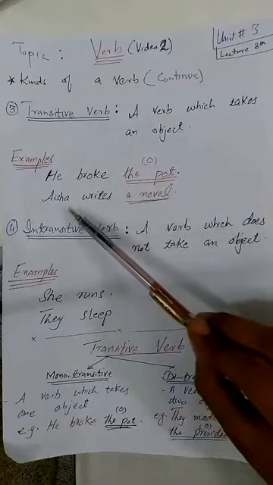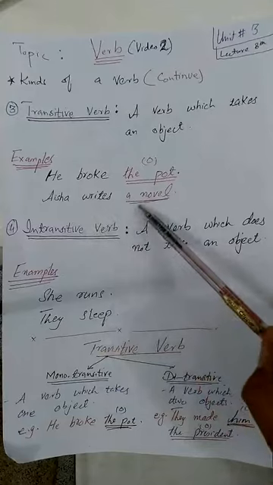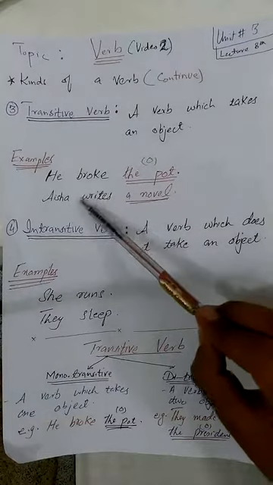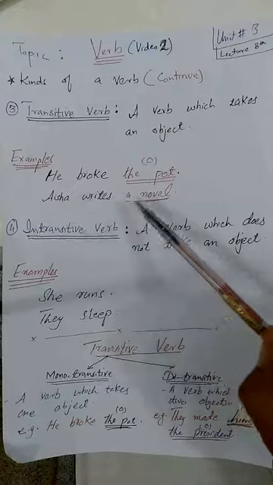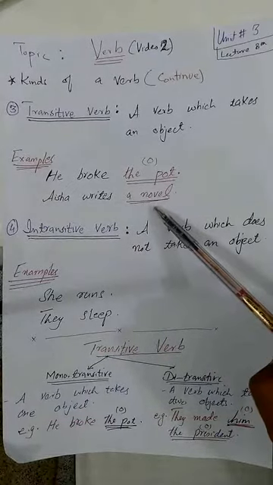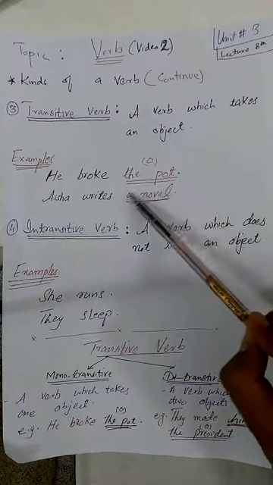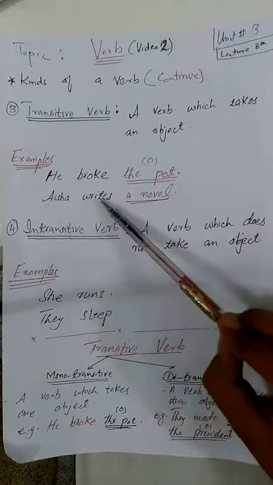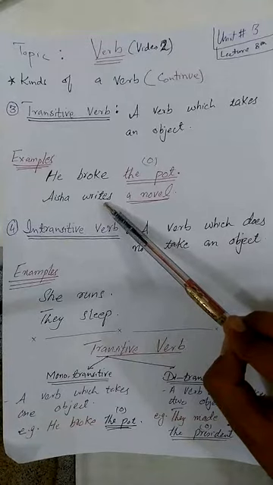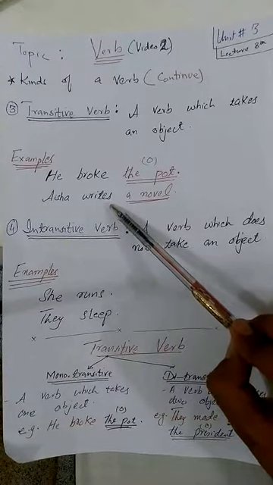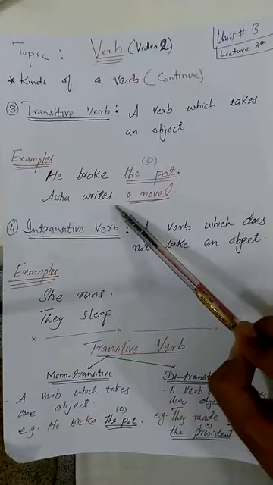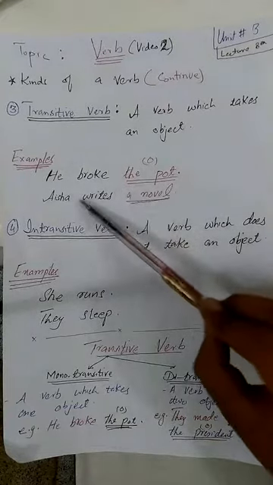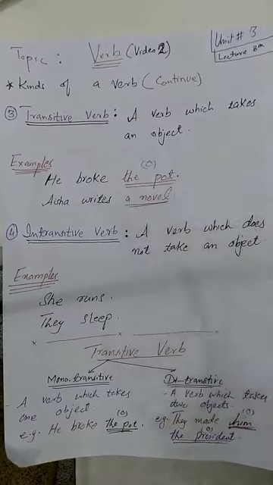Similarly, look at another example. Aisha writes a novel. Writes is a verb. Now if you want to check whether it is transitive or intransitive, you have to put an object or remove an object. Suppose you remove this, a novel, which is an object in this sentence, and put a full stop here. This would become Aisha writes. So what does she write? A novel, a short story, a book, a letter, or what? So without this object, the meaning is incomplete. So transitive verbs are those verbs which need objects to complete their meaning.